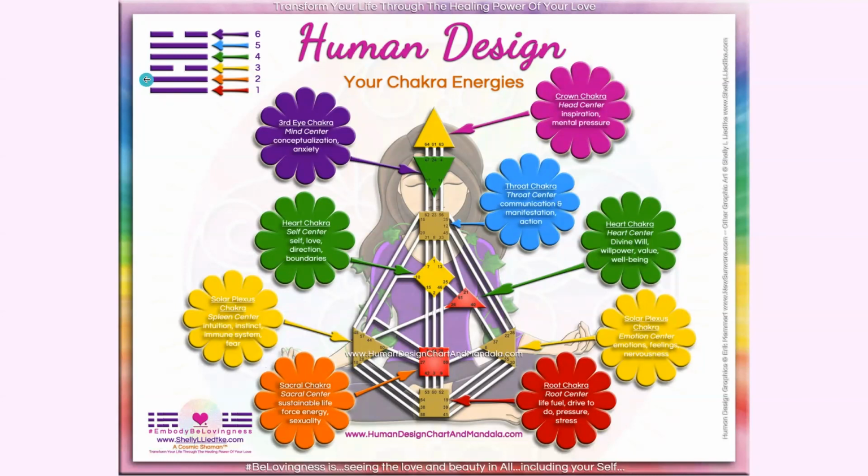The second line can be correlated to the second chakra. The third line, the solar plexus chakra. The fourth line, the heart chakra. The fifth line, the throat chakra, and then the third eye chakra to the sixth.